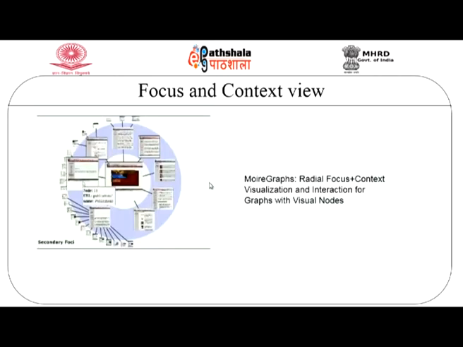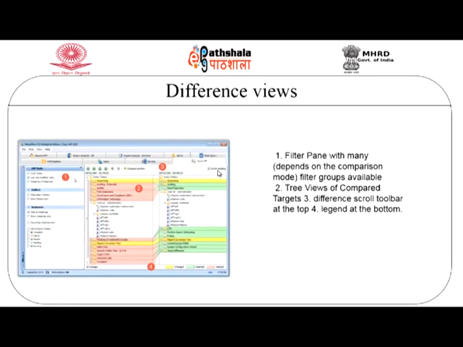This is also another example of focus and context view. These are called Moir graphs, where we use the radial focus plus context visualization and interaction for graphs with visual nodes. We can see that here the entire context view is also given along with certain focus that are given to a certain number of visual nodes. So the visual nodes that are of interest are given as focused with more detailed information, and they are called focused nodes, whereas the nodes which are not of much interest are shown in the context view.